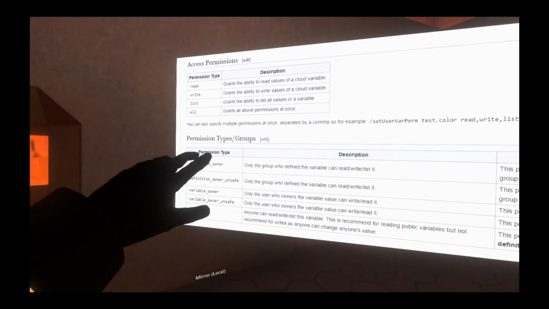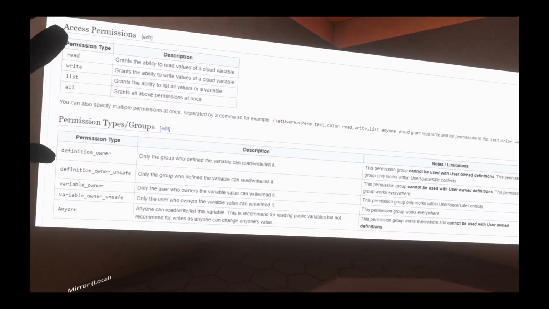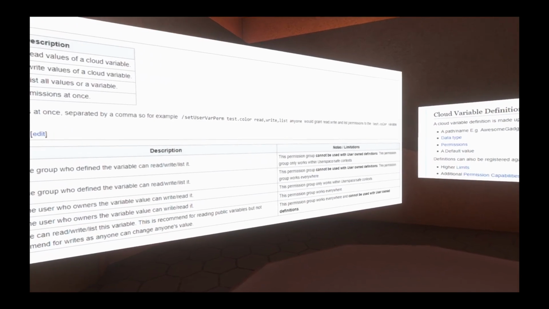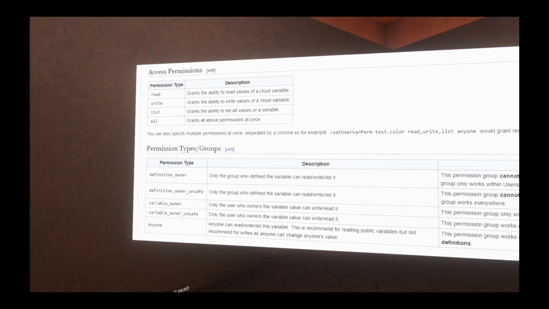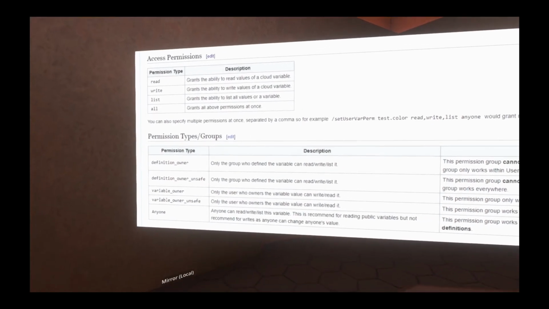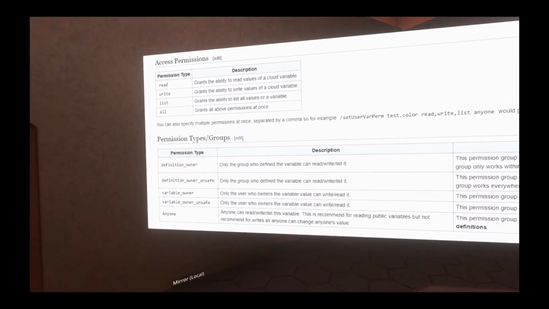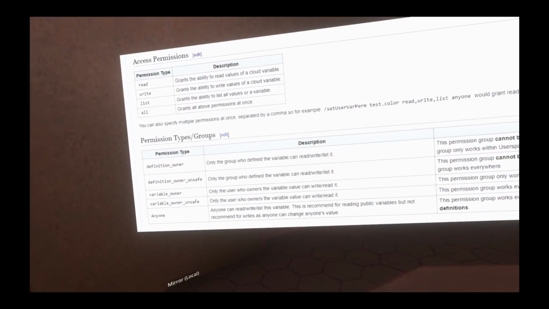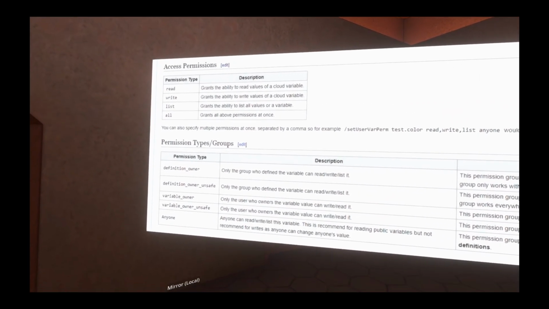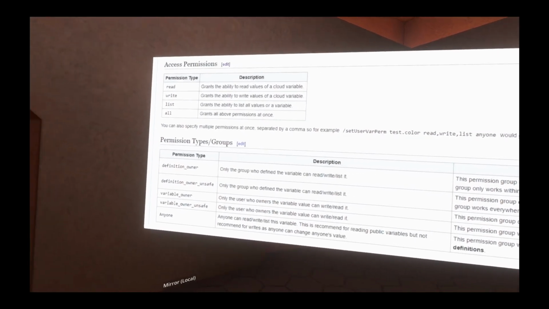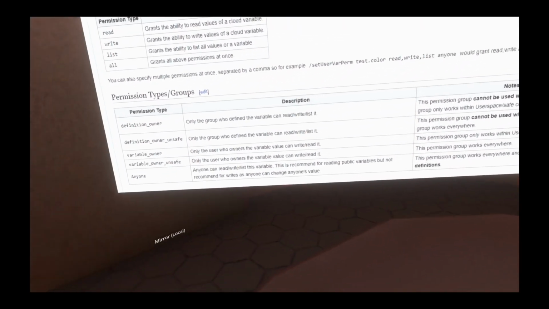In the case of definition owner and definition owner unsafe, it is only usable with group defined variables. Like I said earlier, the limits and permissions on a group variable versus a user variable are different. If you're interested in getting a group, like I said earlier, there's information on groups linked in the video description, or you can wait for a group related video, which, like I said, won't be that much, but it will be some content for you to take a look at eventually.